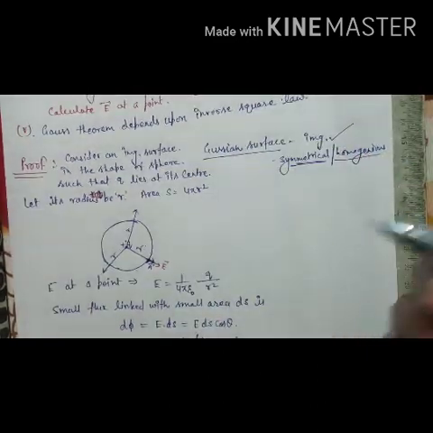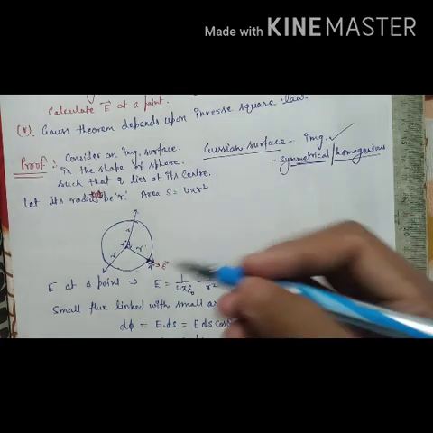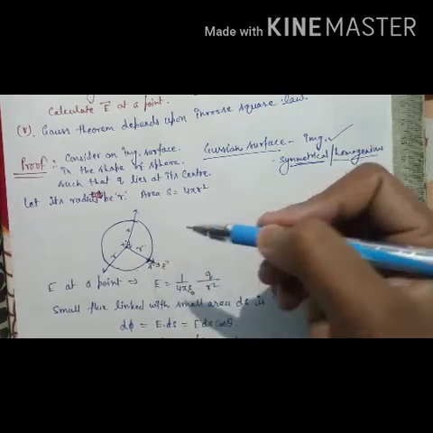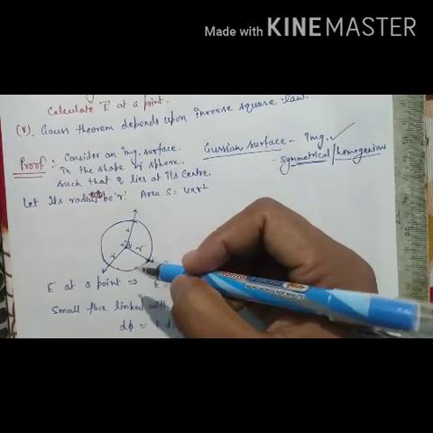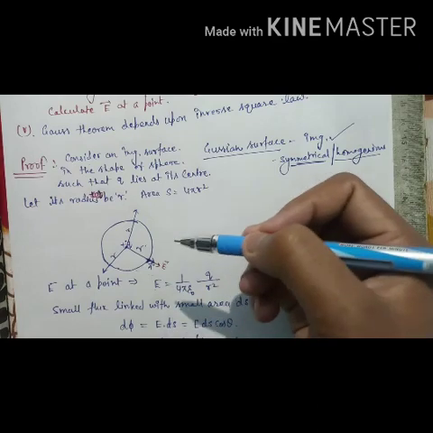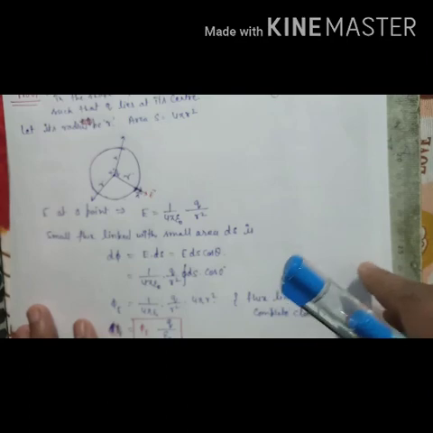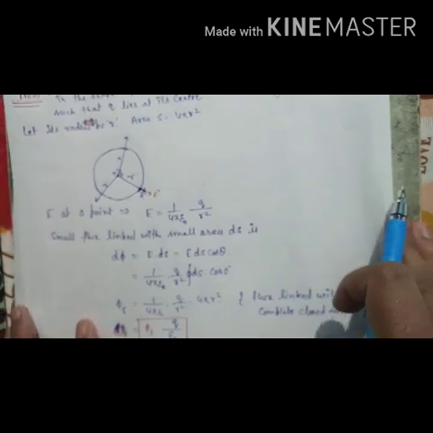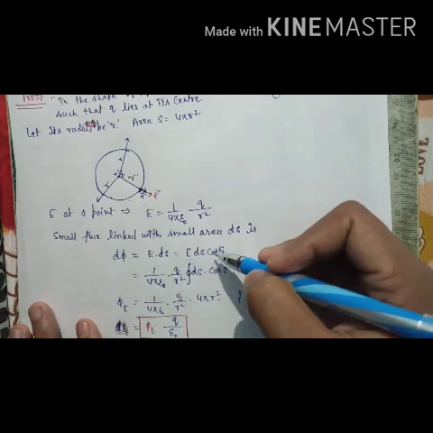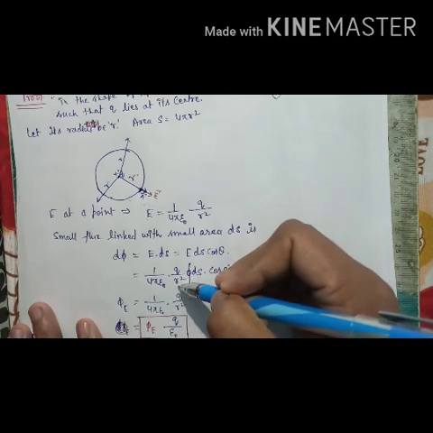We already found the electric field at a point. We know that E is equal to 1 upon 4 pi epsilon naught q upon r square. Now we find a small flux linked with this small area ds. We know that electric flux linked with a surface area is phi is equal to E dot ds. So here we have d phi is equal to E dot ds, and E ds cos theta we can write it, and E is equal to 1 upon 4 pi epsilon naught q upon r square.